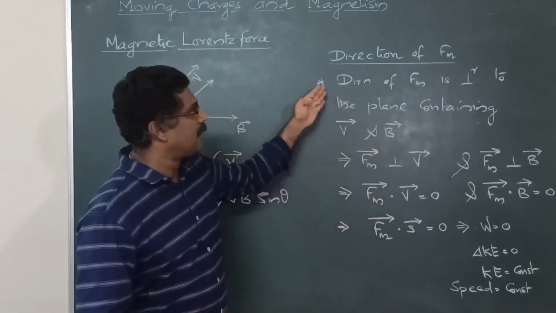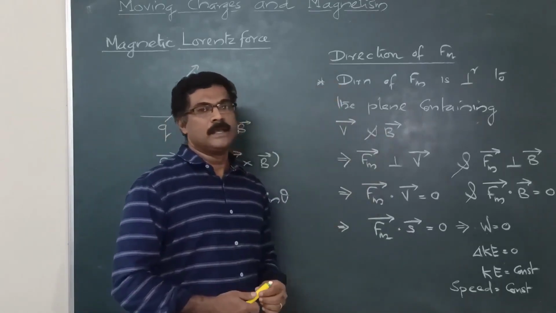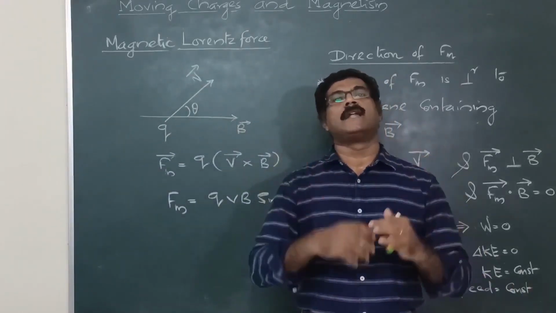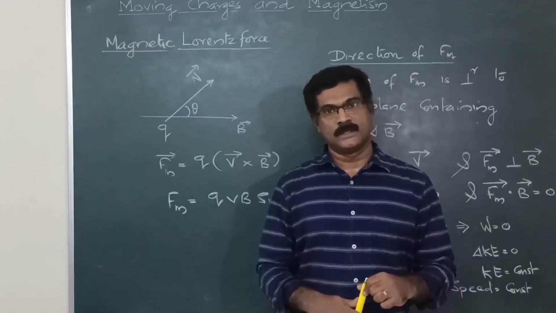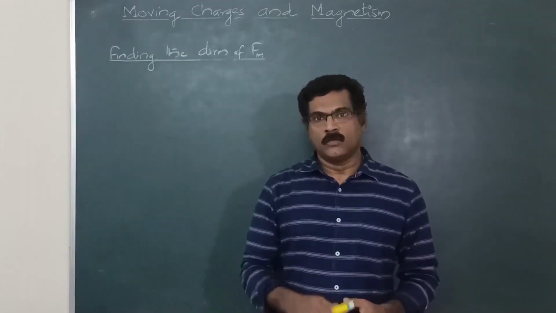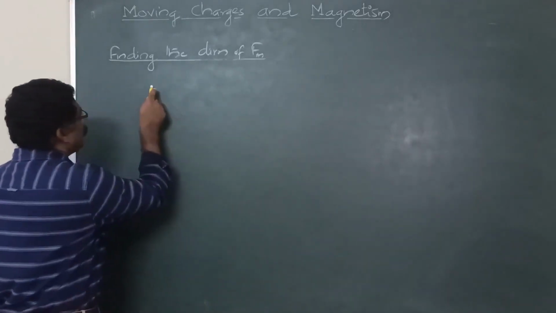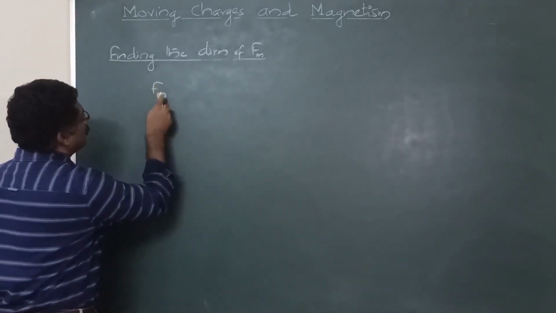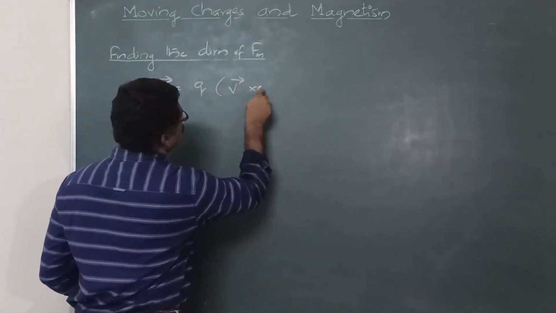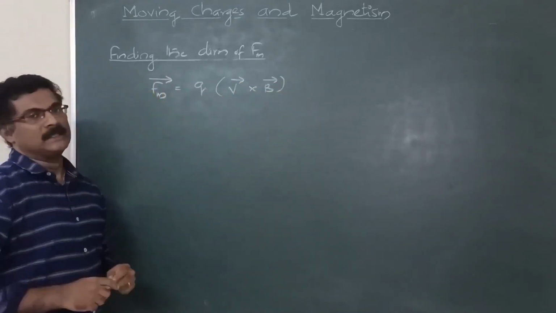Okay, and we got the direction of the magnetic Lorentz force also. It is perpendicular to the plane containing the V vector and B vector. But there is a problem. How can you find the exact direction of the magnetic Lorentz force? Let me explain that with an example. We can find the direction of the magnetic Lorentz force by using the equation Fm is equal to Q into V cross B. This is one of the methods.